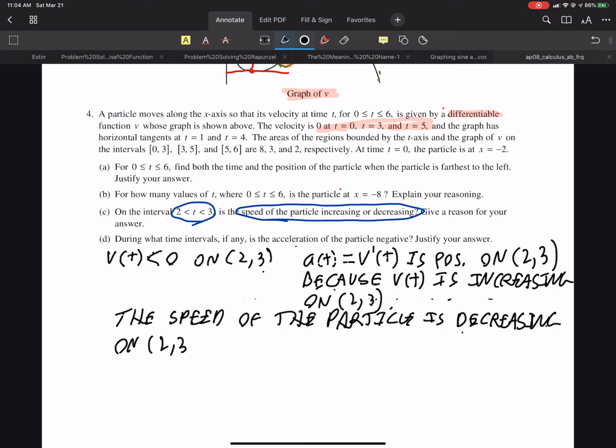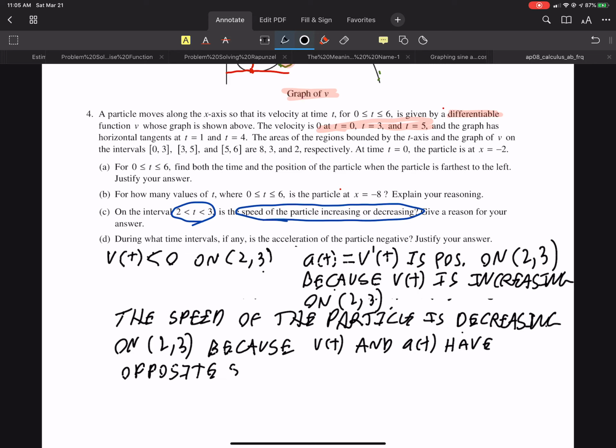on 2 to 3 because v of t and a of t have opposite signs on the interval 2 to 3.